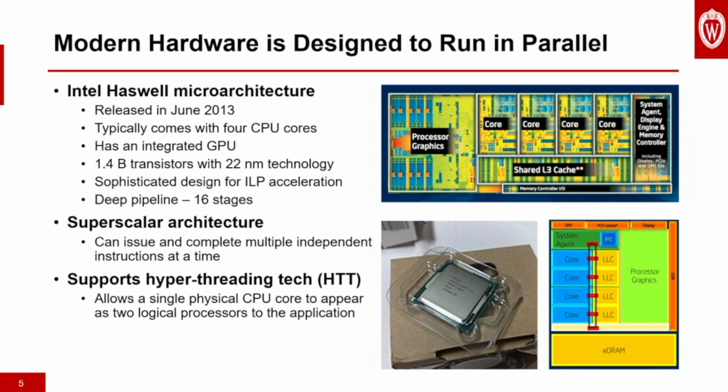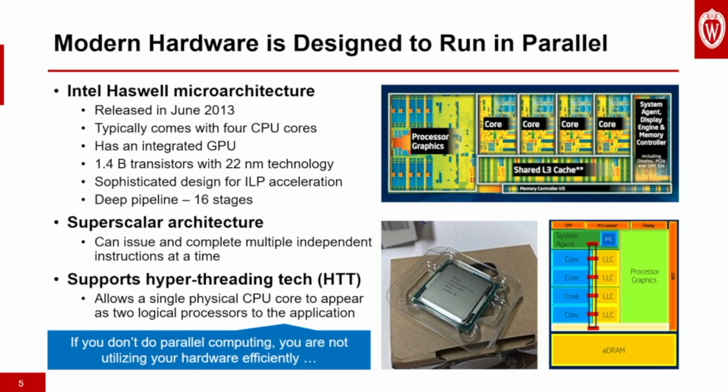More importantly, modern hardware has been designed to run many things in parallel for performance reasons. For example, here I'm showing you an Intel Haswell microarchitecture, which was released in early 2013. This architecture typically comes with 4 CPU cores, and it has an integrated GPU to run graphics applications. It is based on a superscalar architecture that can issue multiple instructions at the same time per cycle. It also supports hyper-threading technology that allows a single physical CPU core to appear as 2 logical processors to the application. So the takeaway over here is, if you don't do parallel computing, you are not utilizing your hardware efficiently.